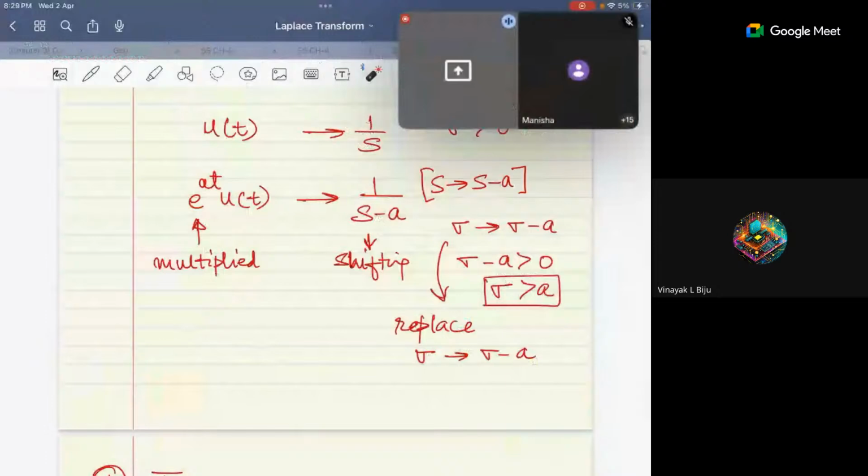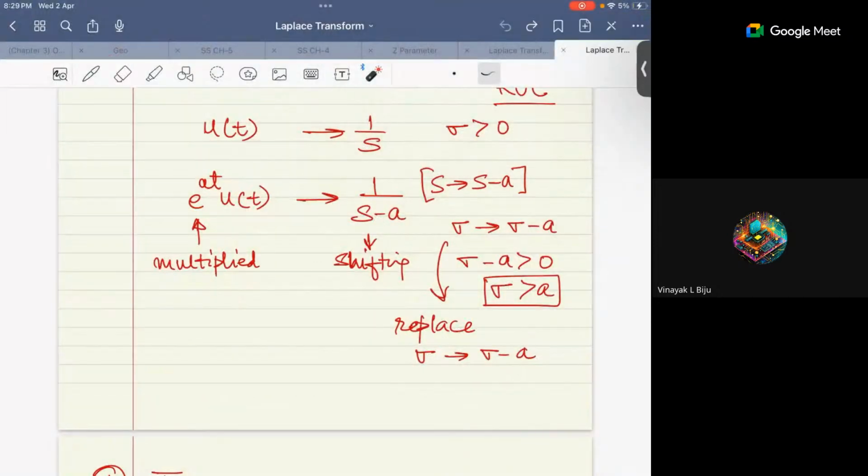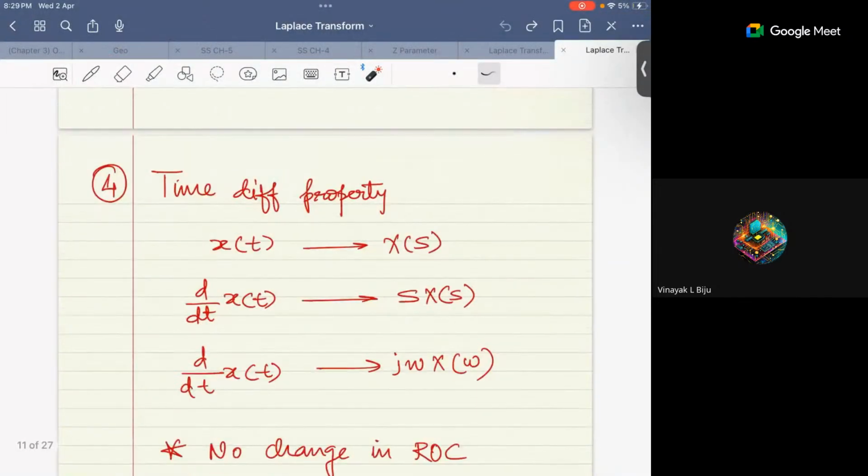So till now, I hope I discussed the three properties. Now the next property is the time differentiation property. That is the fourth property. This property we have already dealt with, almost, in the Fourier series and Fourier transform also.